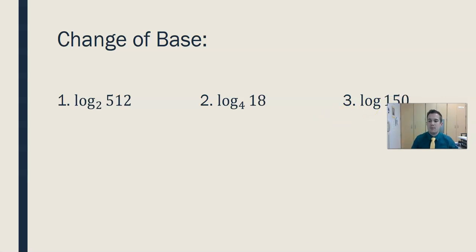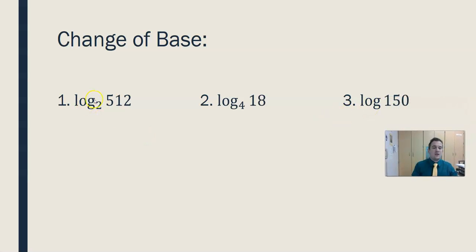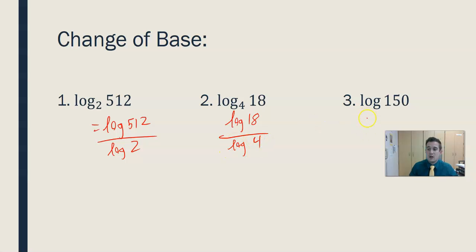So let's do a couple of these. So log base 2 of 512 would be equal to the log of 512 divided by the log of 2. Log base 4 of 18 would be the log of 18 divided by the log of 4. Log of 150, when I don't specify a base, it is assumed that it is just base 10. So log of 150, I can just type straight into my calculator. So let's compute each of these.